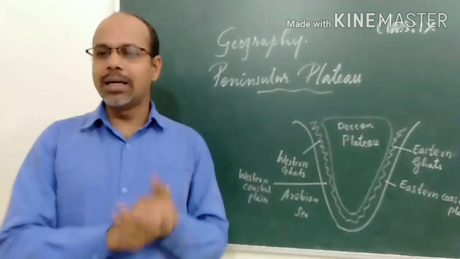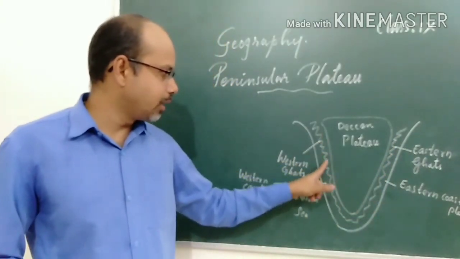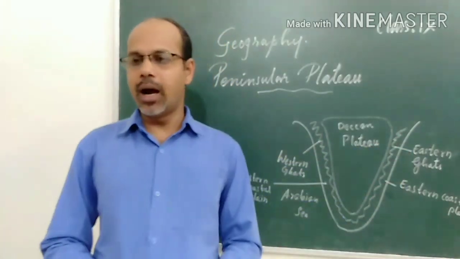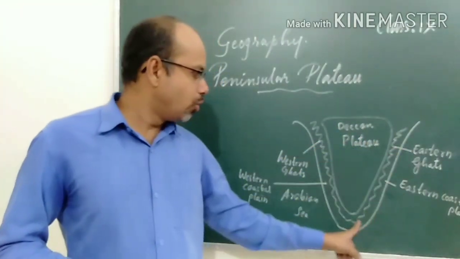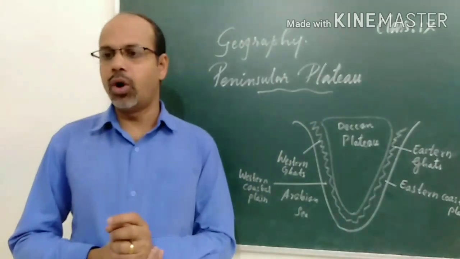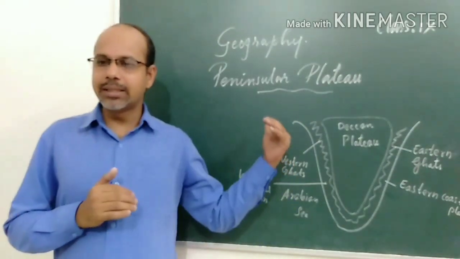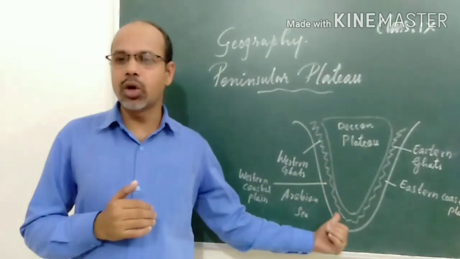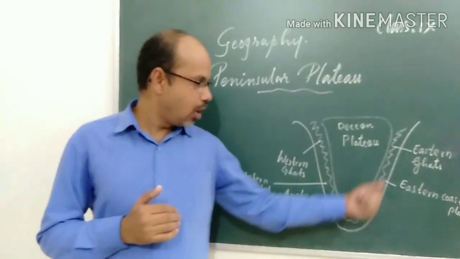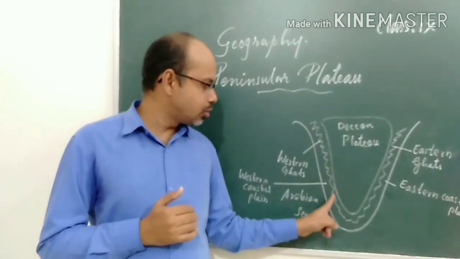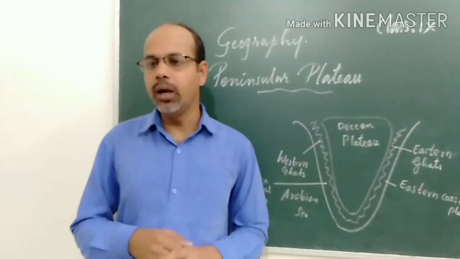So the Western Ghats and Eastern Ghats are the mountains that mark both boundaries of the Deccan Plateau, or the peninsular plateau. The Western Ghats are parallel to the western coast. This is the coastal area. The Western Ghats are parallel to the western coast, and the Eastern Ghats are parallel to the eastern coast.